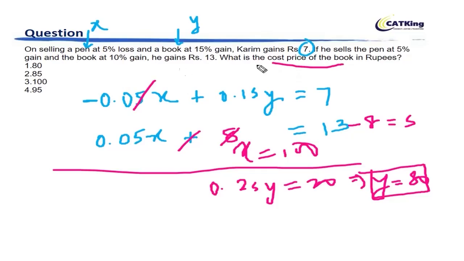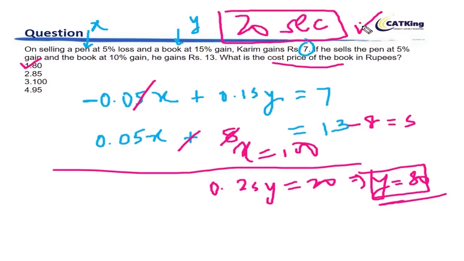The cost price of book is 80. I hope this is clear to you. A very simple profit and loss problem. You can't get a question simpler than this in CAT, and if you don't solve this within 20 seconds, you are not making full use of such a question.